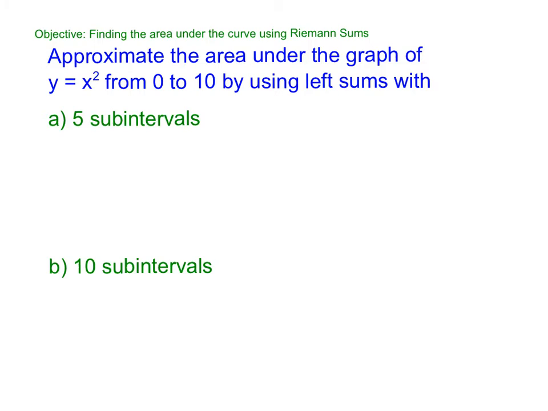Okay, approximate the area under the curve of the graph y equals x squared from 0 to 10 by using left sums. All right, so we have our parabola. We're going from 0 to 10, with 5 subintervals. So what are we going up by if we have 5 intervals? 2's, right? 2, 4, 6, 8. And then I'm going to draw my heights in. So these are my rectangles.